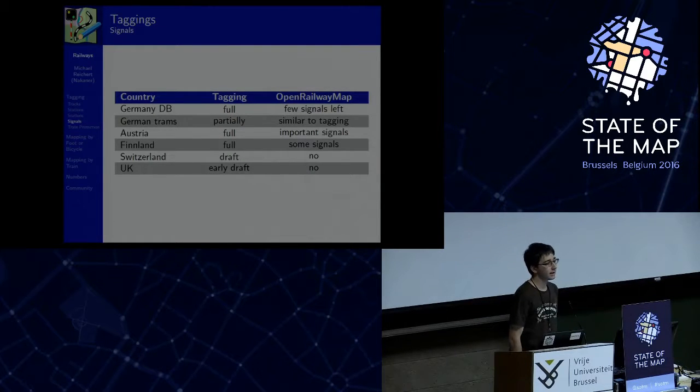Because signal tagging is complex, we only have signal tags for a few countries. Currently, only Germany and Austria have a full tagging scheme. The tagging scheme for German tram signals is not fully implemented, and other countries have, well, no usable tagging scheme at the moment. The right column shows how OpenRailwayMap supports these tagging schemes, currently only in the German-speaking countries and Finland.